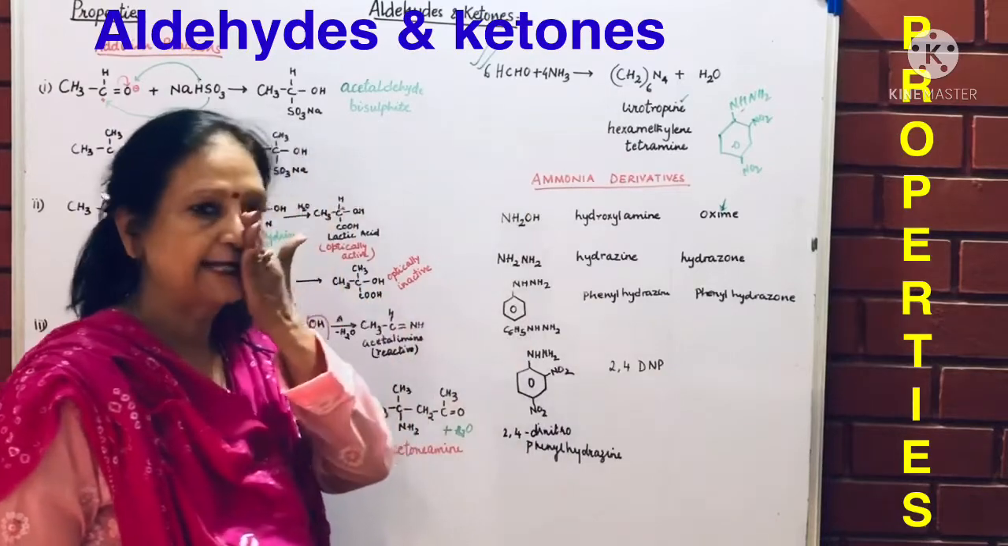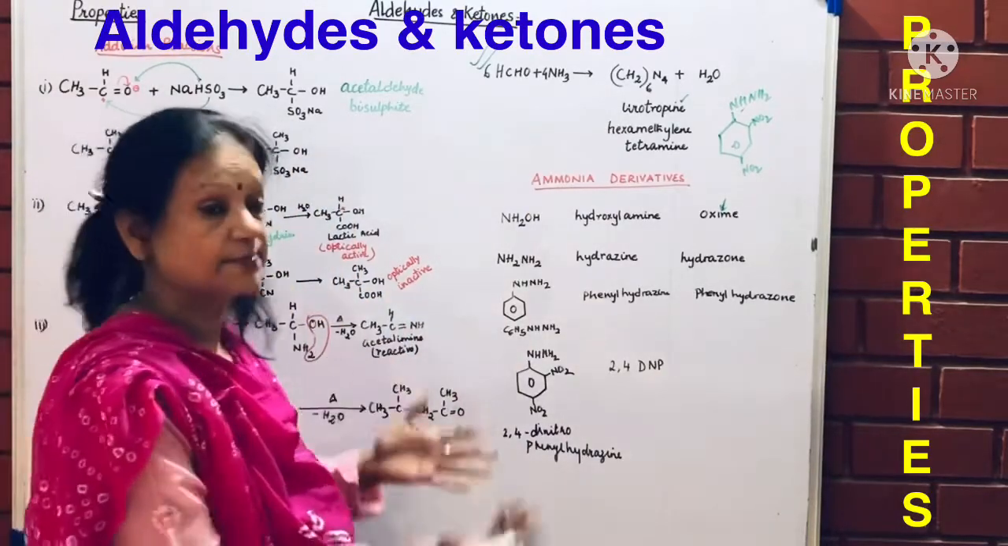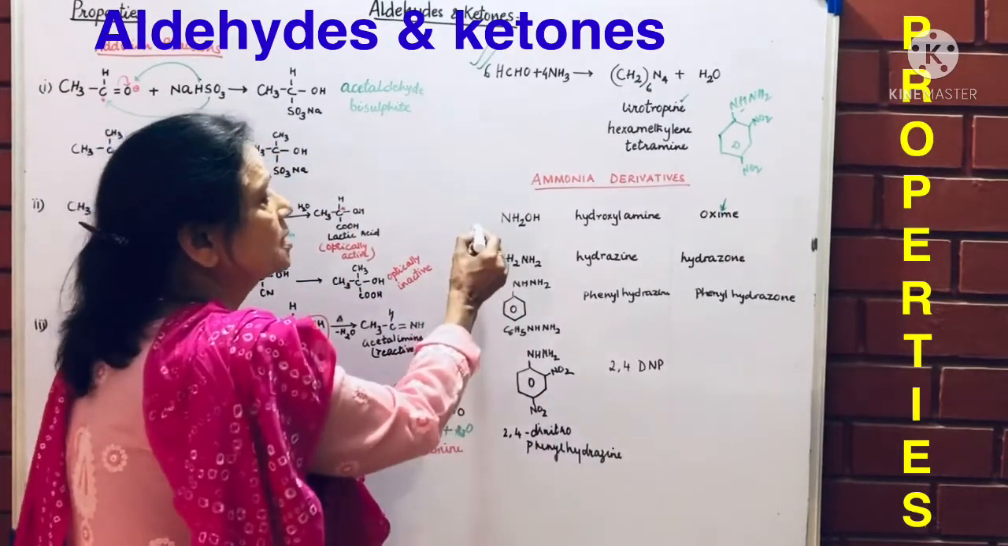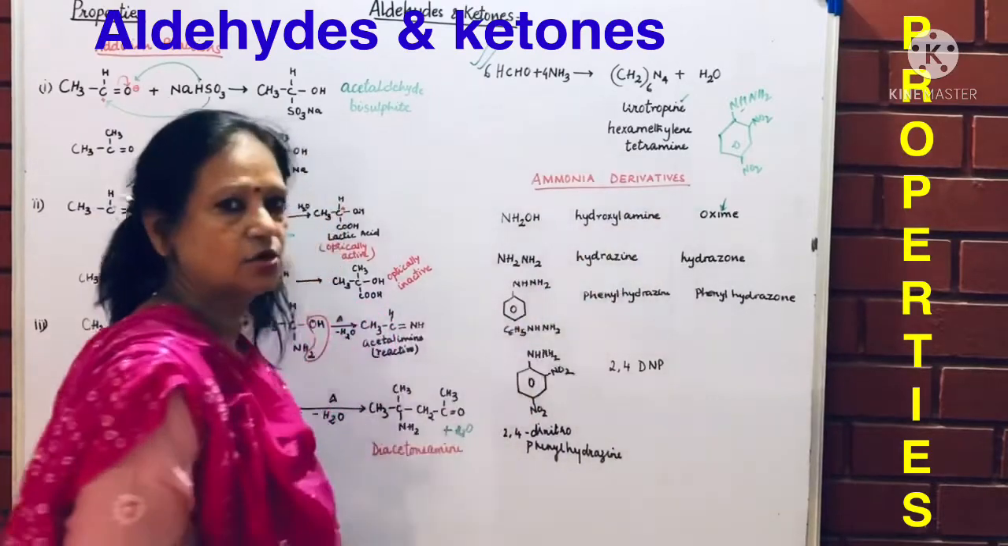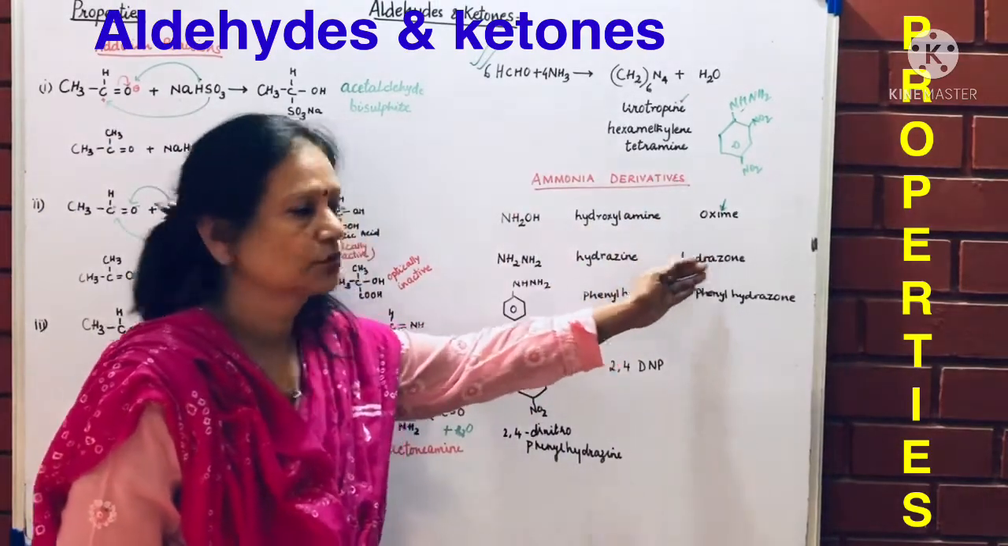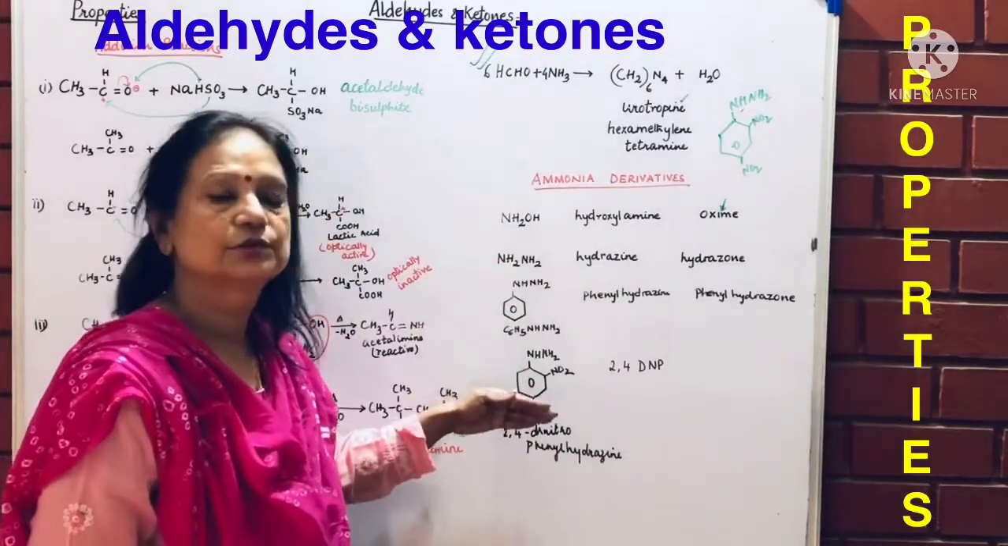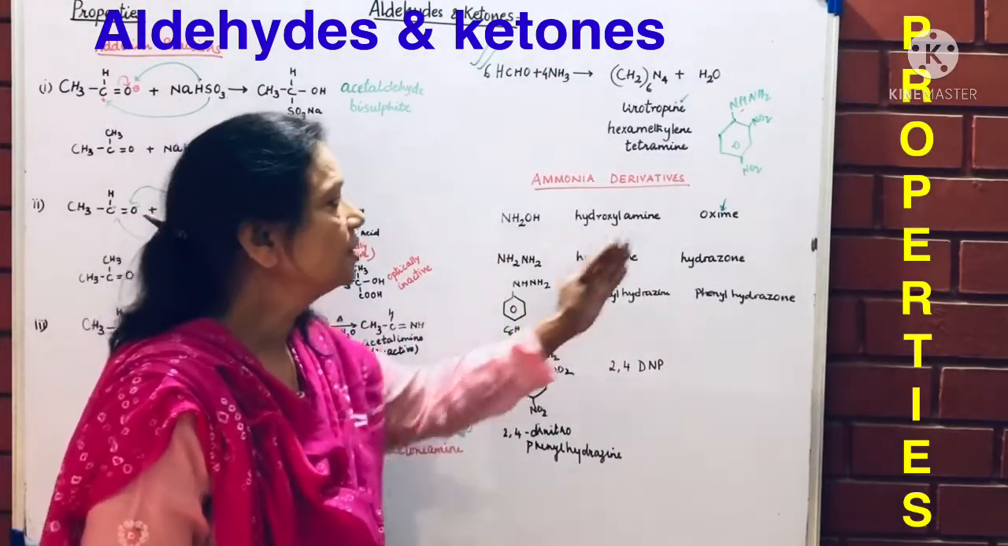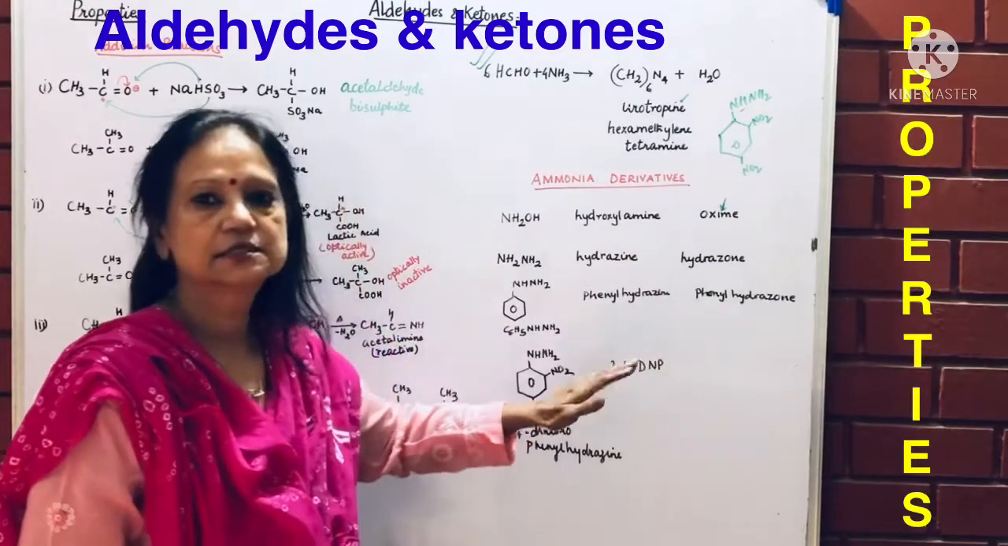Because directly the question is sometimes not given, it might say convert acetaldehyde into acetyloxime, convert acetone into acetone hydrazone. So you should know what you are going to react with to get this as the product.